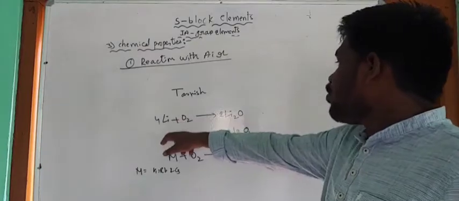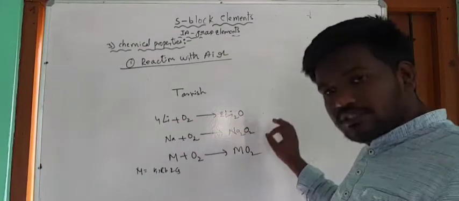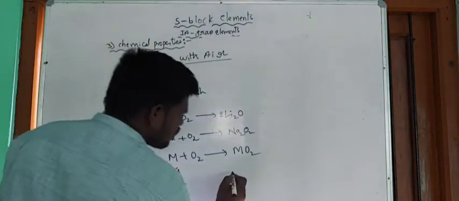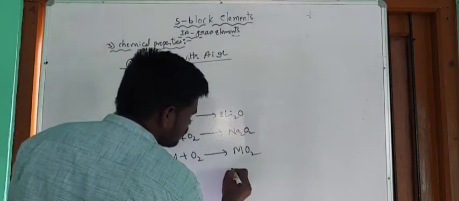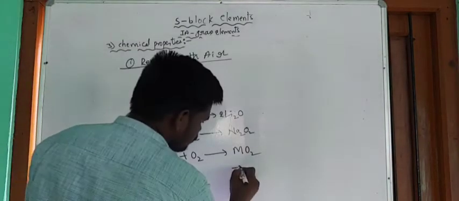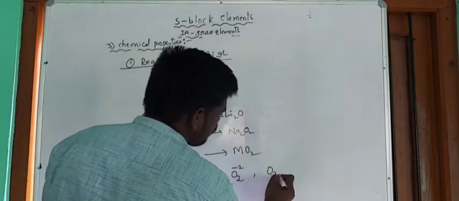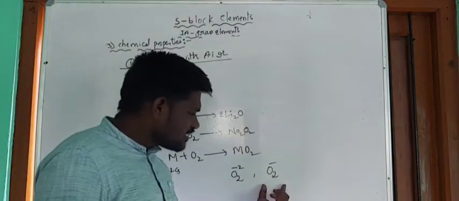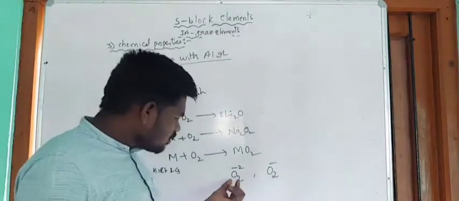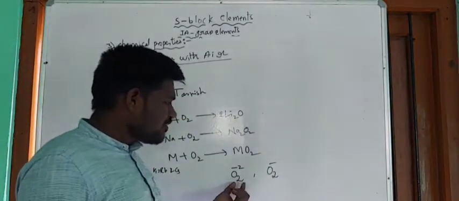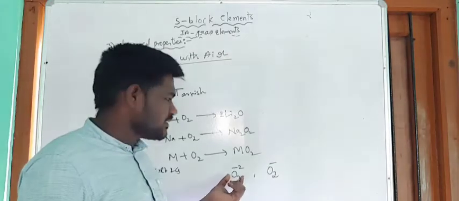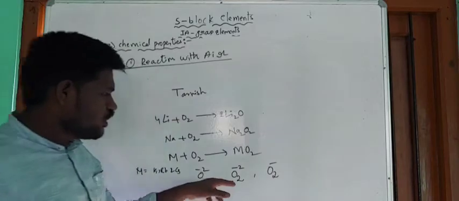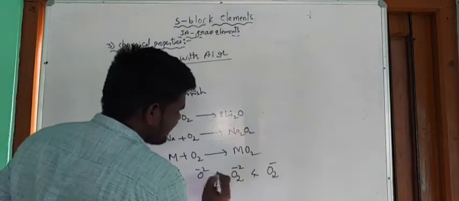Here, lithium won't give peroxides and superoxides. The reason for that: peroxide means O2 2-, and superoxide means O2-. These two are large in size, but comparing with O 2-, which is small, these two are large in their size.